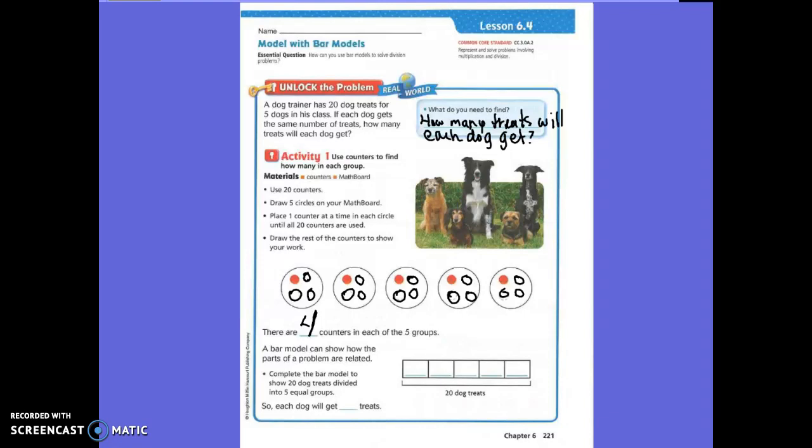Okay. A bar model can show parts of a problem related. Complete the bar model to show 20 dog treats divided by 5 groups. Okay. So how many there's already 5 there. What other number would we multiply by 5 to get to 20? Everybody? 4. So you need to put 4 in each group, or in each bar. And then how many dog treats will each dog get? 4. Okay, next page.